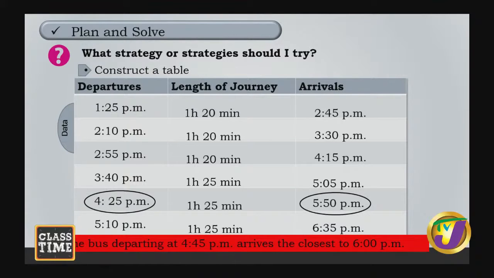In the time the bus departing at 4:45 p.m. arrives the closest to 6 p.m., and that would be our answer.